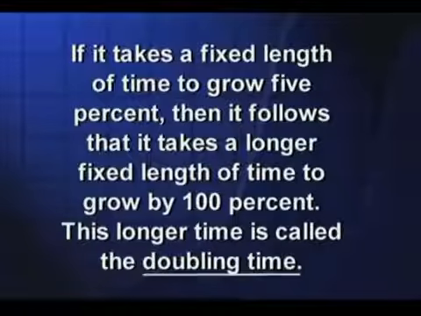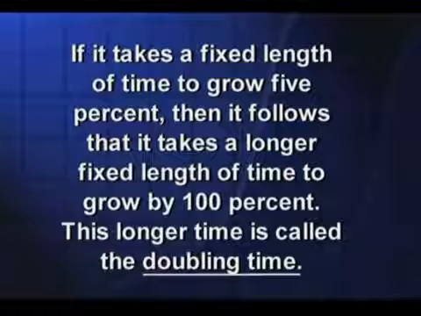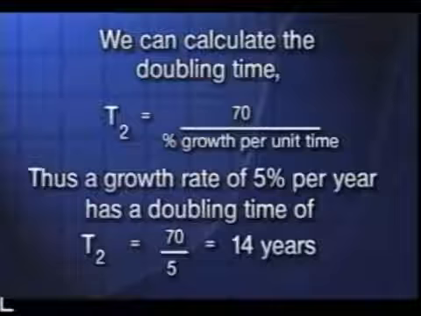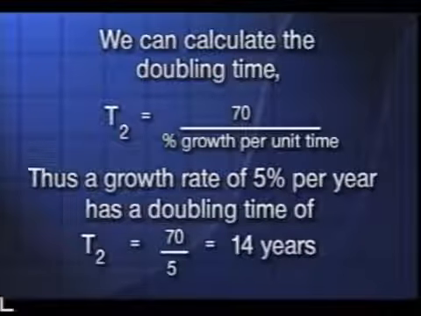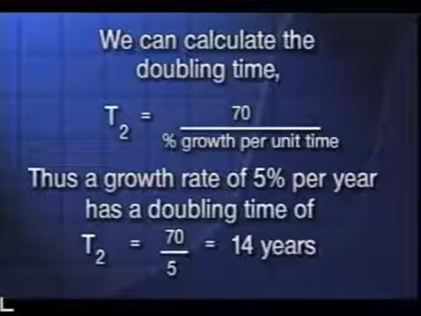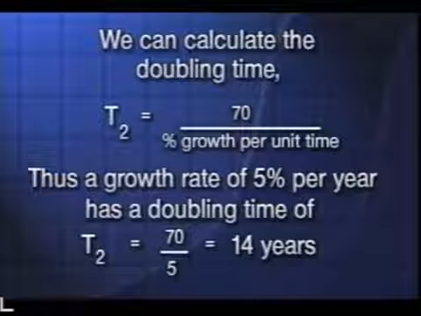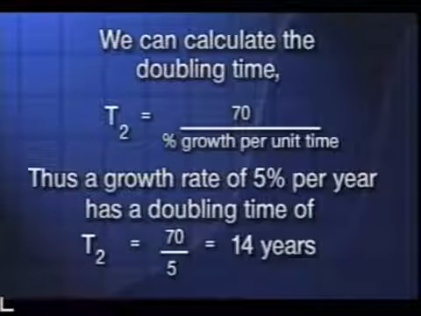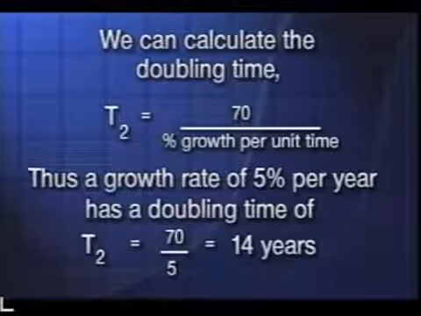Well, if it takes a fixed length of time to grow 5%, it follows it takes a longer fixed length of time to grow 100%. Now that longer time is called a doubling time. We need to know how you calculate the doubling time, and it's easy. You just take the number 70, divide it by the percent growth per unit time, and that gives you the doubling time. So our example of 5% per year, you divide the 5 into 70, you find that growing quantity will double in size every 14 years.